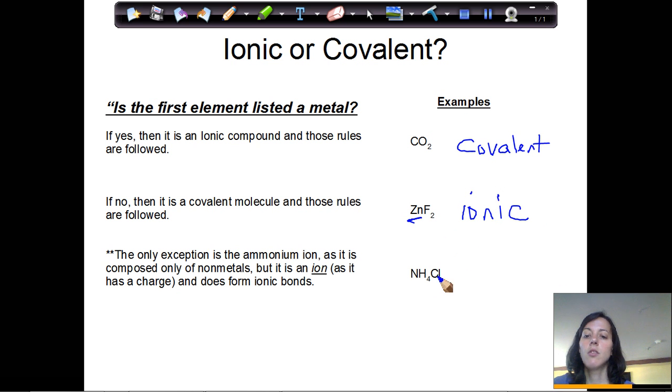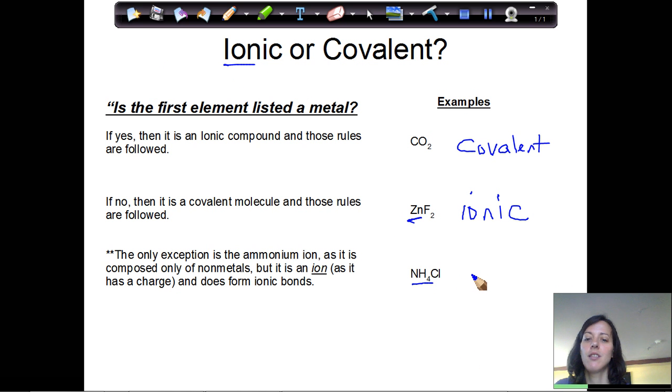Lastly is NH4Cl. This is ammonium chloride, and NH4 is, I believe, the only positive polyatomic ion on your polyatomic ion chart. So NH4 is not a metal, however it is an ion and it bonds with other ions, which makes it, go figure, ionic.